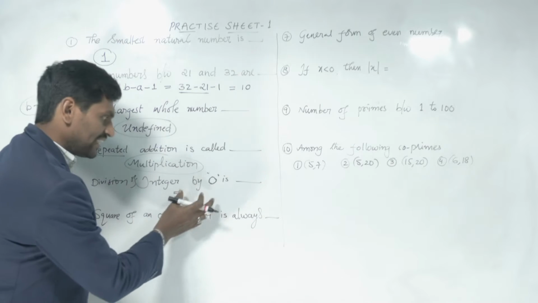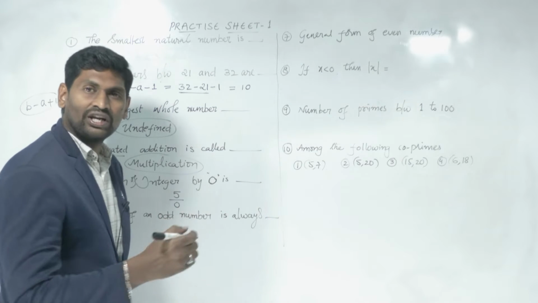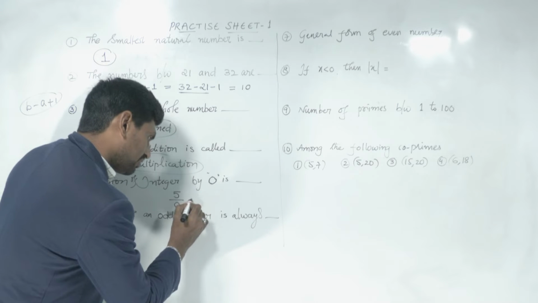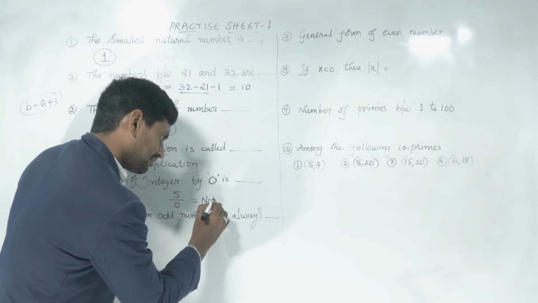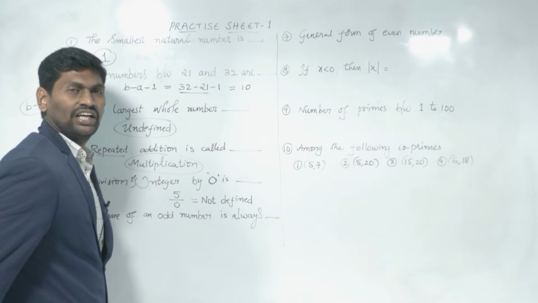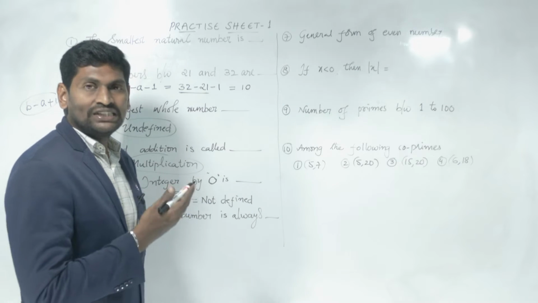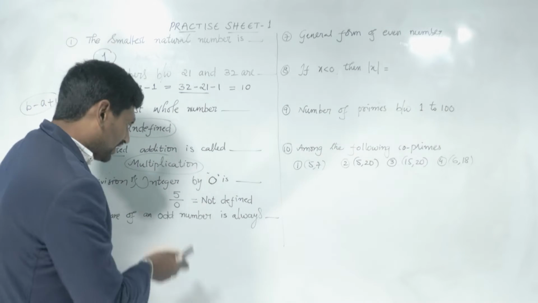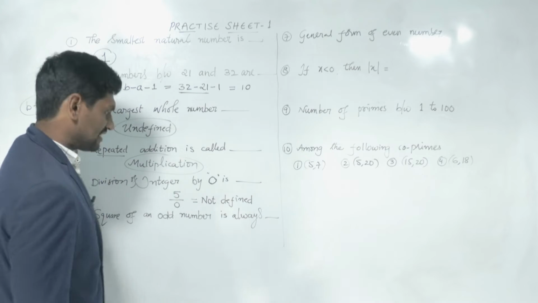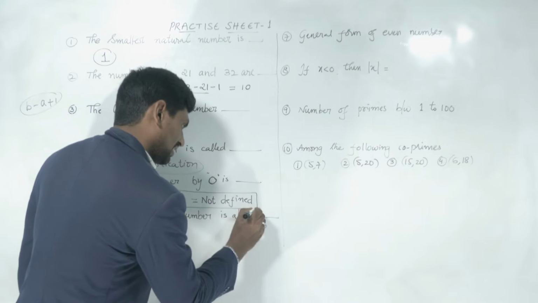5 divided by 0. Or instead of 5 you can take 6, 7, 8, 9, whatever. Any number divided by 0 is not defined, or does not exist. Any one of the options. Okay? 0 divided by any integer is 0, but any integer divided by 0 is not defined or does not exist. Your answer is not defined or does not exist.